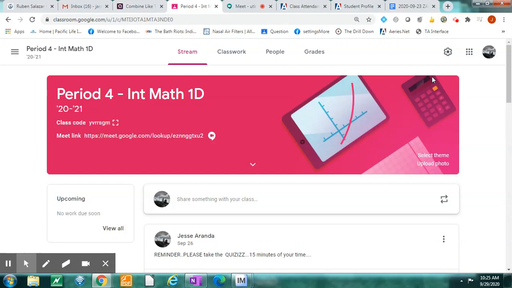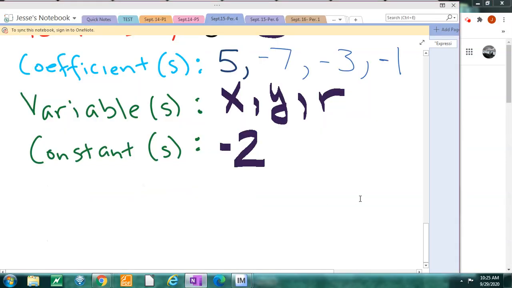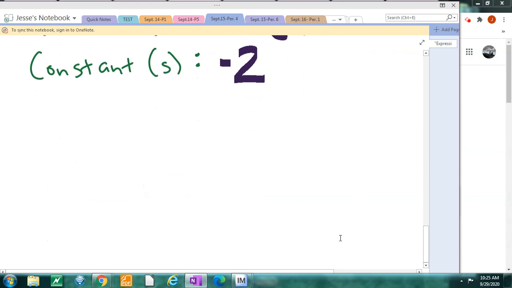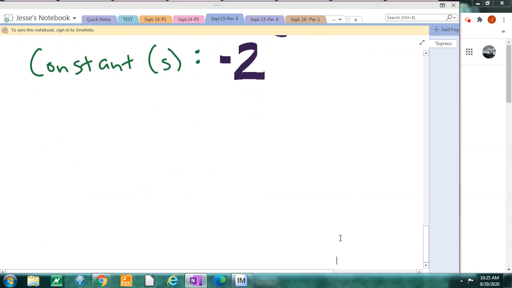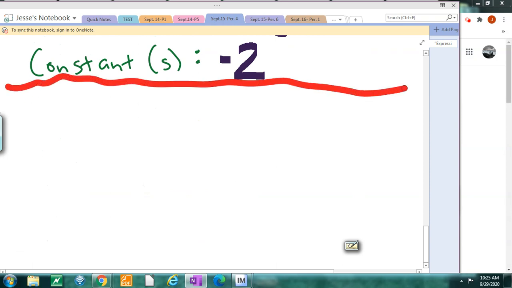All right, class. So here we go. This is page 14. Today is September 29th, so make sure you go ahead and write that down. This is period 4. This is on page 14.